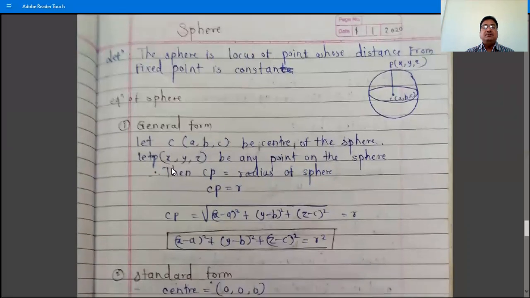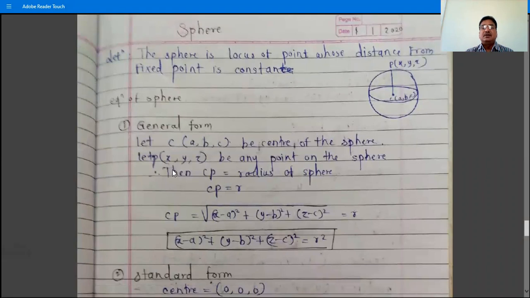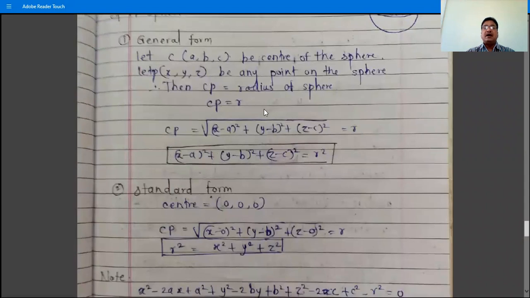There are different forms of equation of spheres. The first form is the general form. That is, find the equation of sphere in general form. Let C(a, b, c) be the center of the sphere, and let P(x, y, z) be any point on the sphere. Then CP is the radius of the sphere. Suppose CP is r.